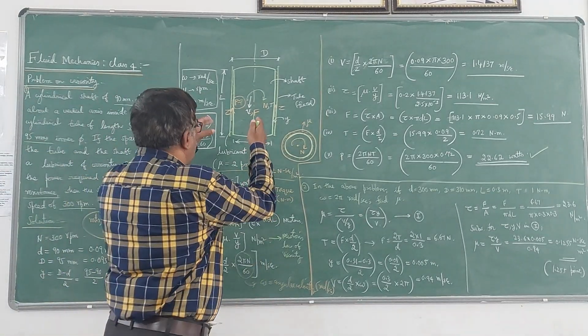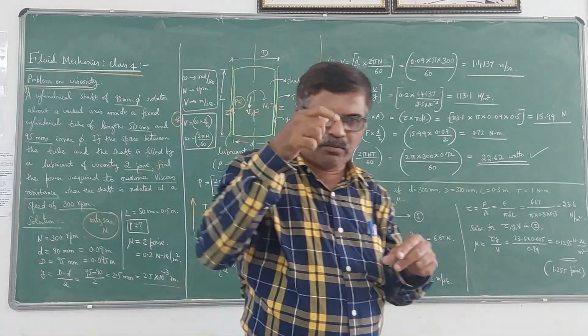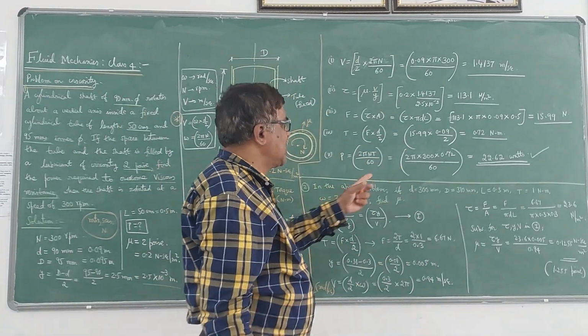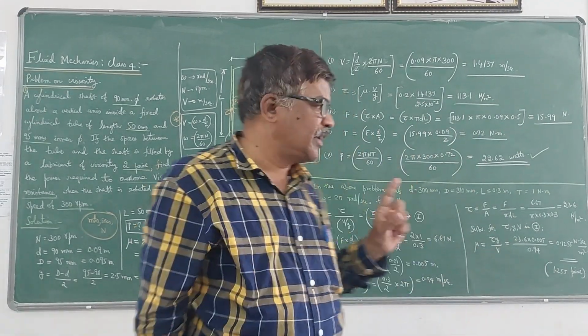So to overcome this viscous resistance, some power is required to move the shaft. That power required is 22.62 watts. So this is how we have to analyze the problem.